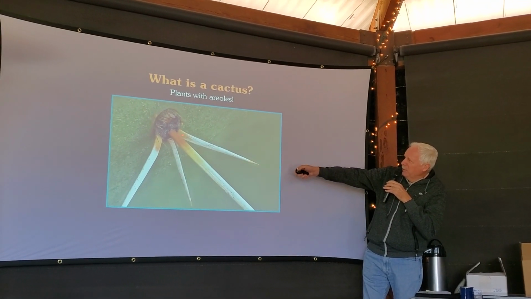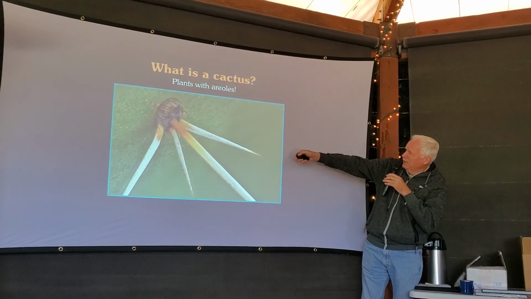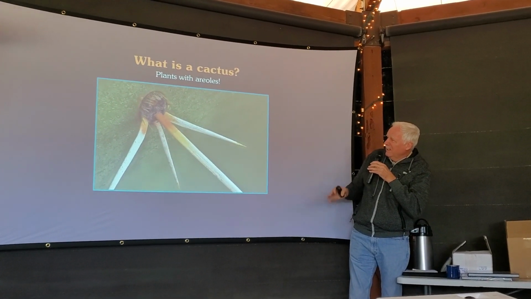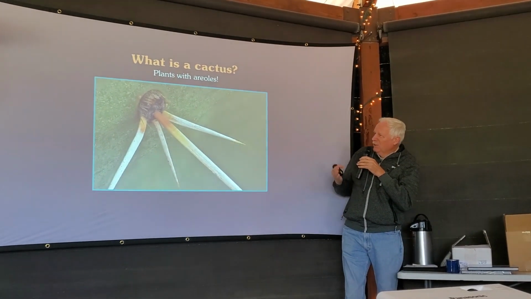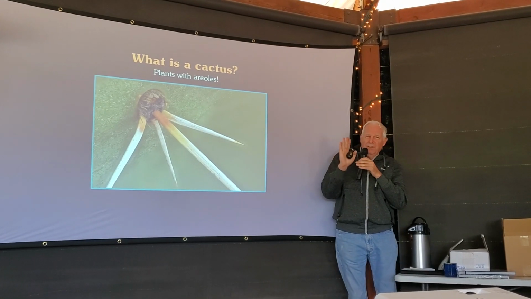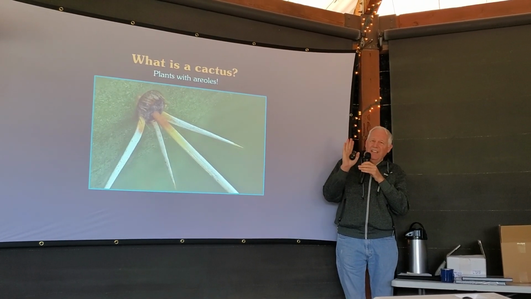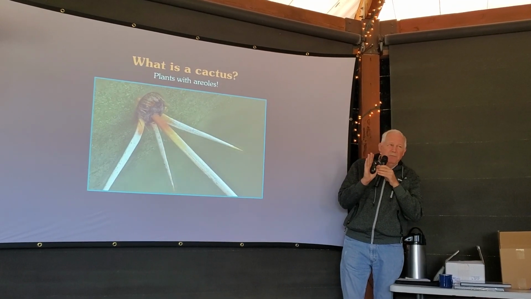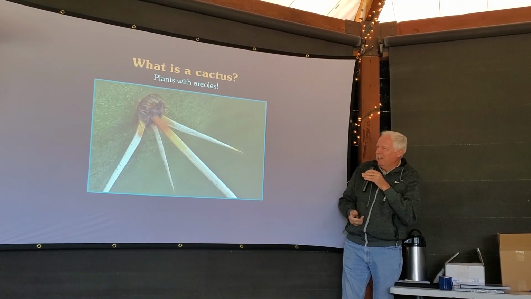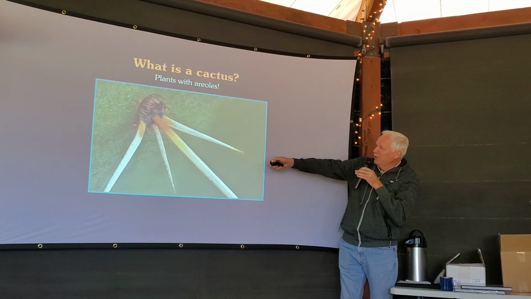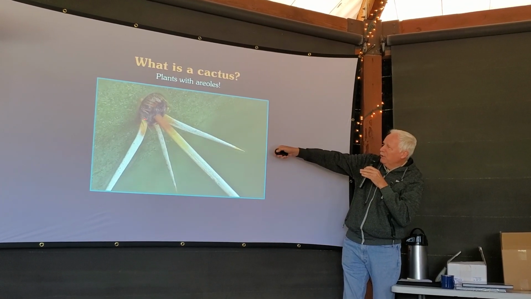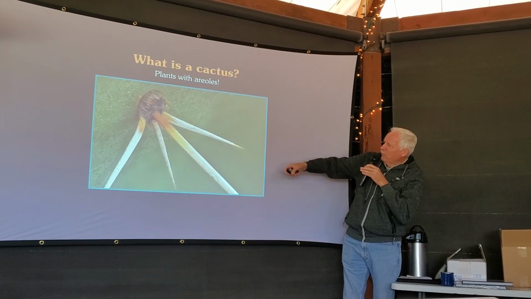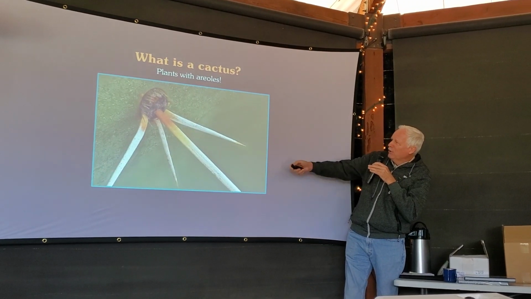This is a close-up. So that's the areole, just an opening in the stem. So those pads of a prickly pear, they are not leaves, they are stems. They are just flat stems that look maybe in leaf shape. But they are stems, and they have those areoles, openings, from which spines and flowers grow.